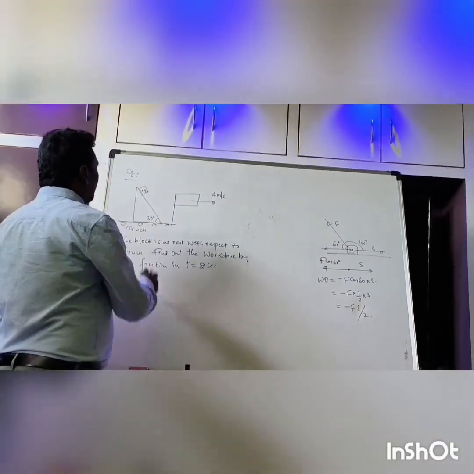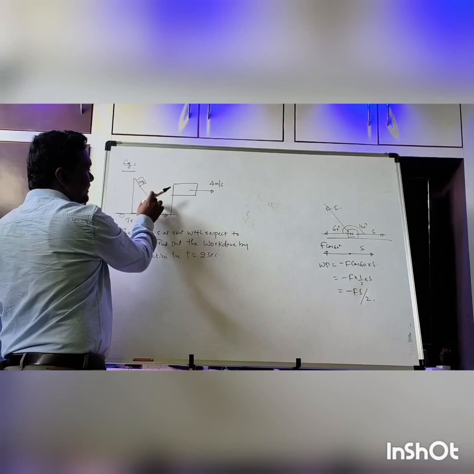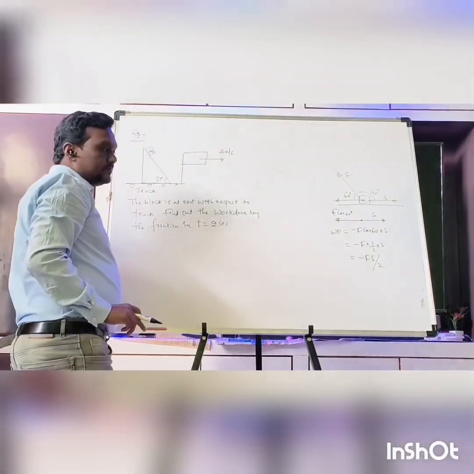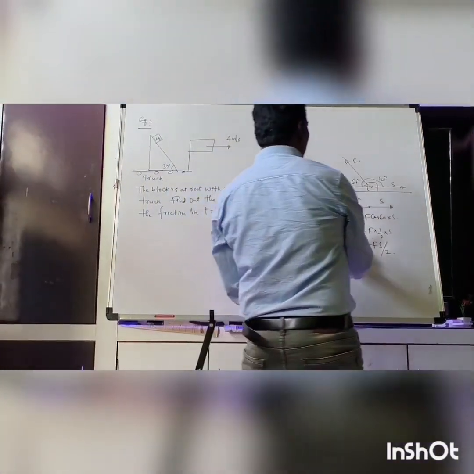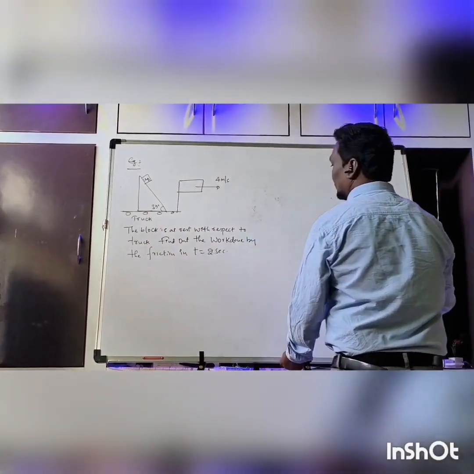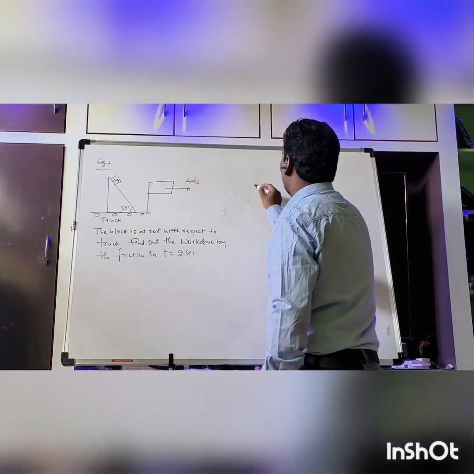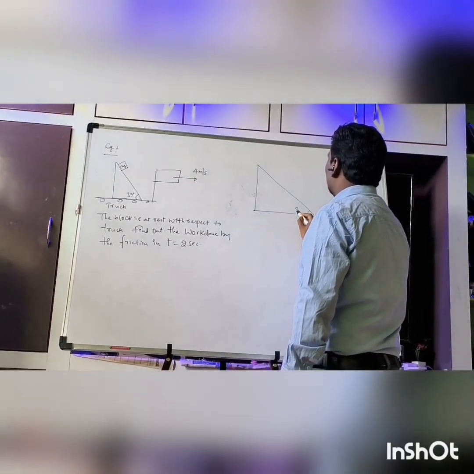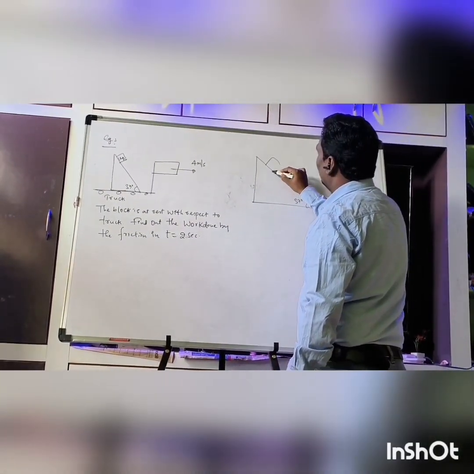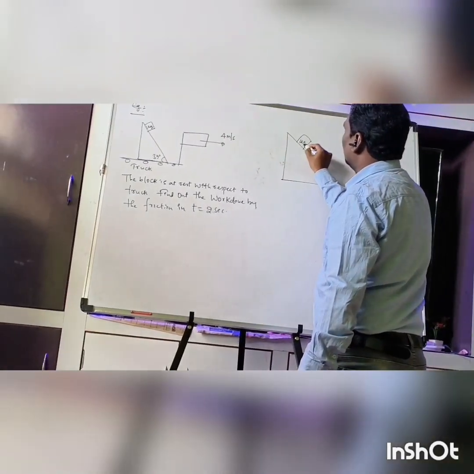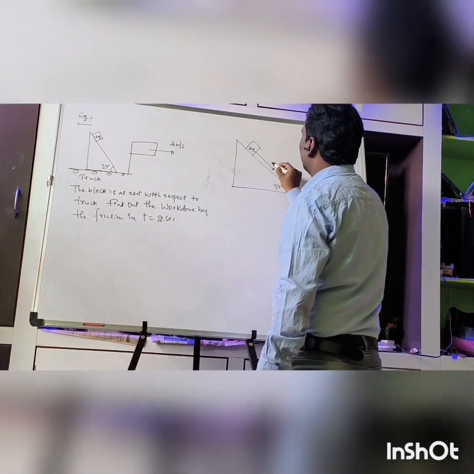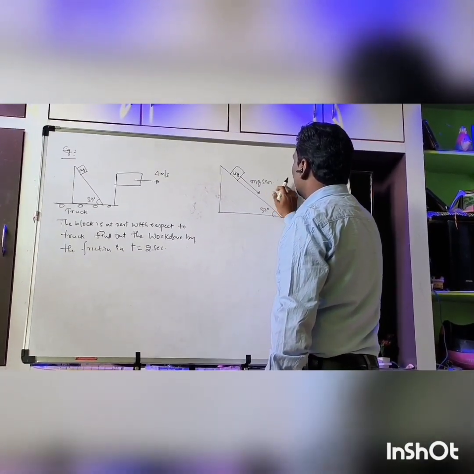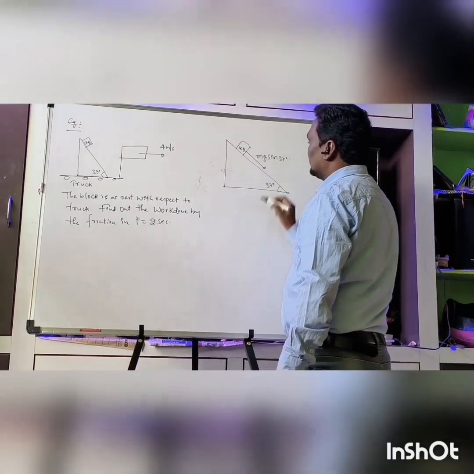To find out the work done in t equal to 2 seconds, from the frame of the truck, the block is at rest. If I take the free body diagram of the block, now listen here. This is the inclined plane. This angle is 37 degrees. This is the block, 1 kg. Along the plane, one force will act, that is mg sin theta, and here theta is 37 degrees, so mg sin 37.